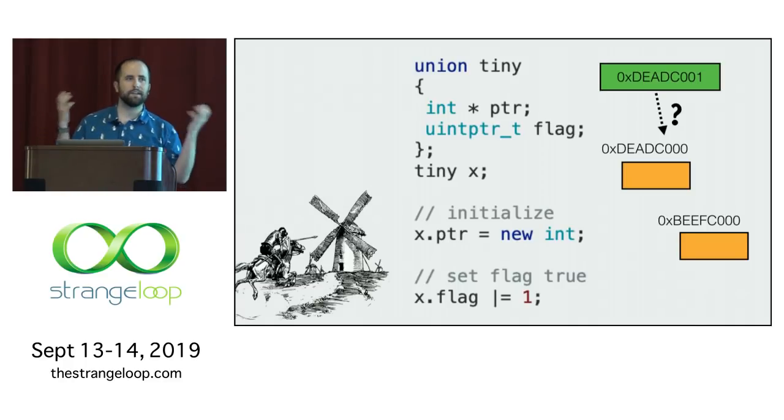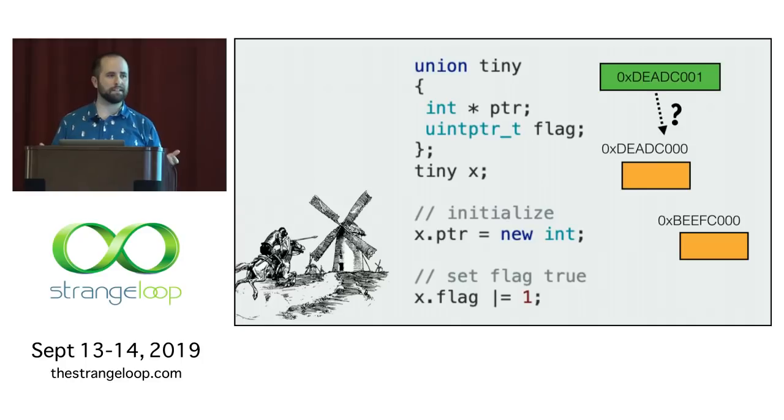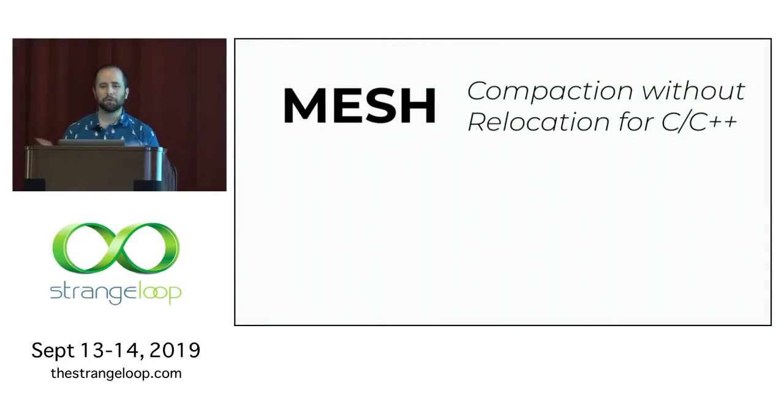So this is sort of the environment that a memory allocator has to live in and has to work in if it wants to provide compaction. And that's why existing techniques don't really apply here. Which brings us to Mesh.